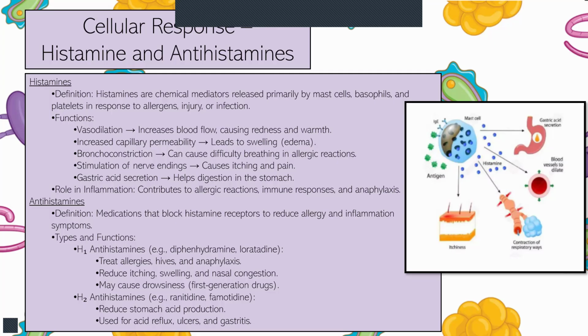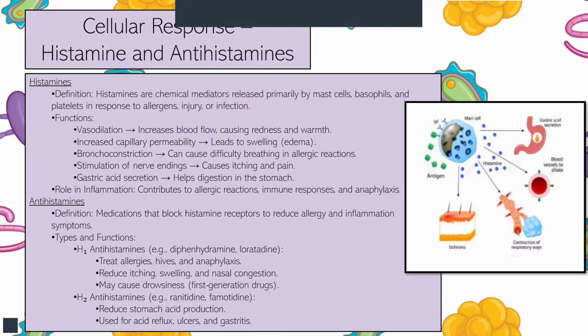Additionally, histamines stimulate nerve endings, producing itching and pain, commonly seen in allergic reactions. In the respiratory system, this can cause bronchoconstriction, leading to symptoms such as wheezing and difficulty breathing in conditions like asthma and anaphylaxis. To counteract these effects of histamines, the body or medical intervention can introduce antihistamines, which are drugs designed to block histamine receptors. H1 antihistamines, such as diphenhydramine or loratadine, are commonly used to treat allergies, reducing symptoms like runny noses, itching, and swelling. They work by preventing histamine from binding to receptors, thus stopping the inflammatory cascade.